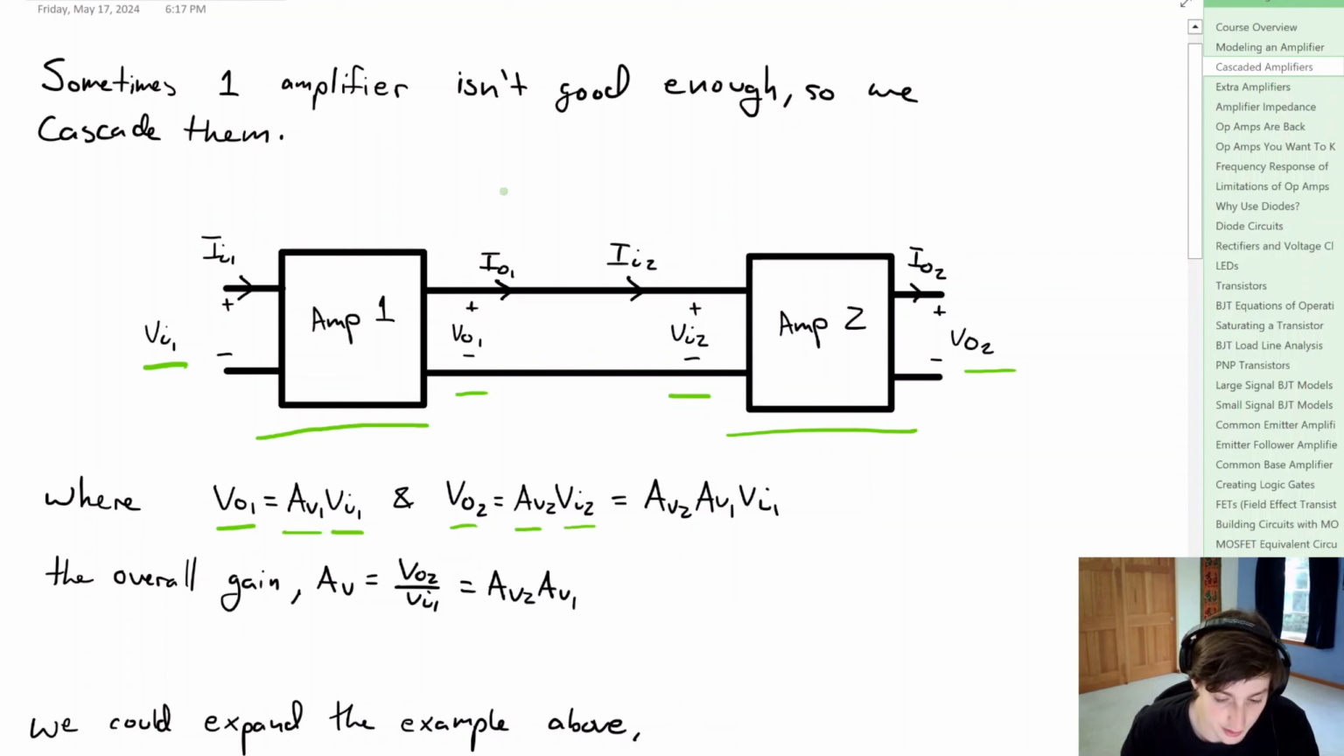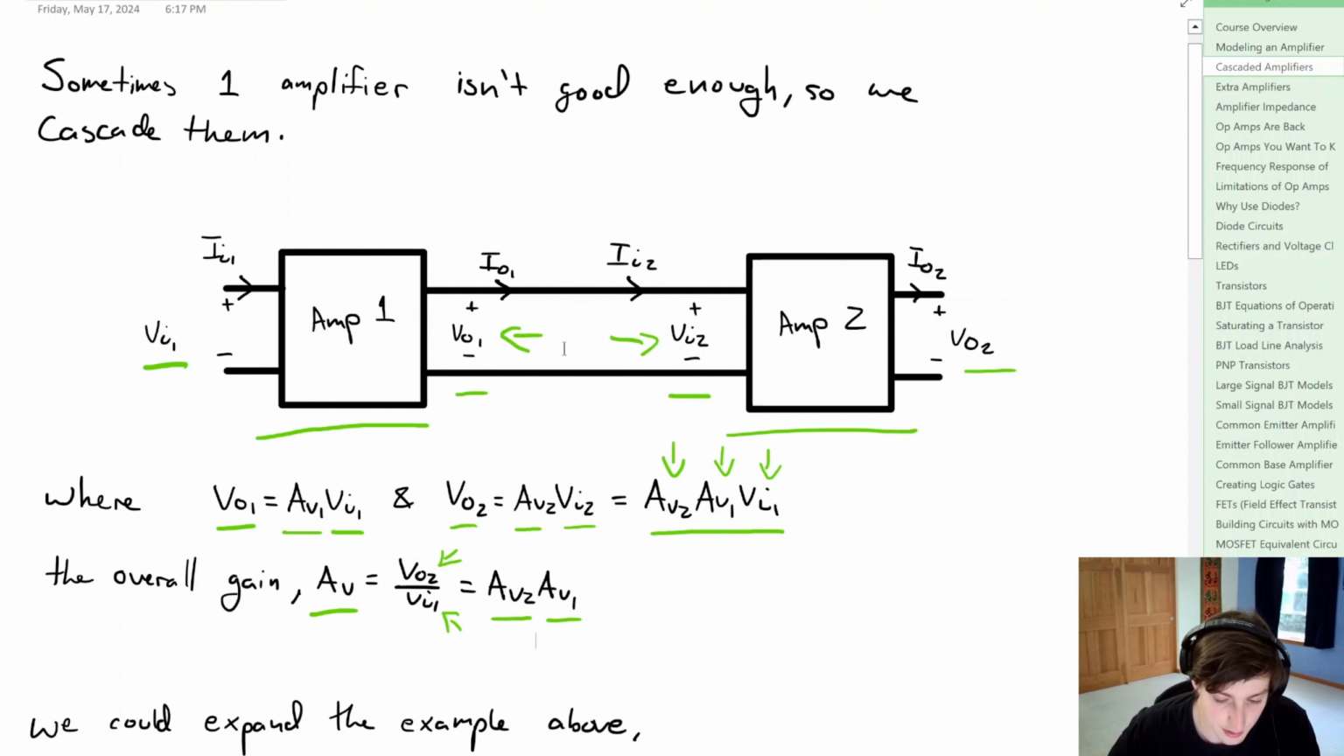But what we notice is that the input for the second amplifier is equal to the output of the first amplifier. So what we can say is that the output voltage VO2 of the entire system is equal to the voltage gain of the second amplifier multiplied by the voltage gain of the first amplifier times the input of that first amplifier. And from this entire system, we can say that the overall voltage gain is equal to the output of the second stage divided by the input of the first stage, which is equal to the product of both of the independent or individual amplifier voltage gains.